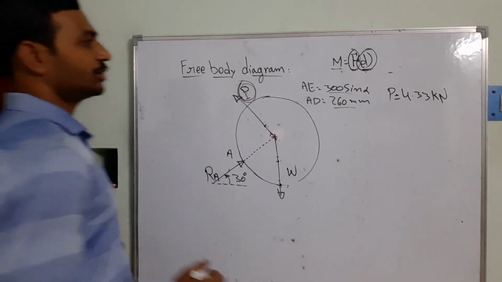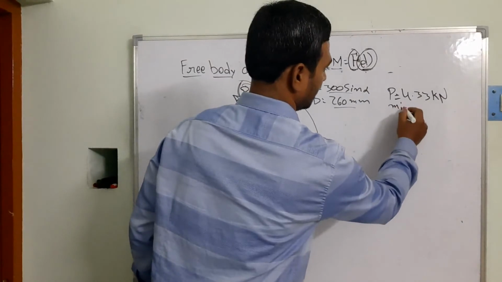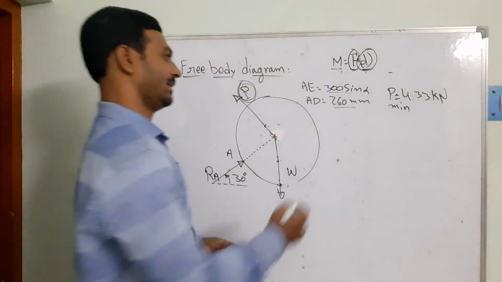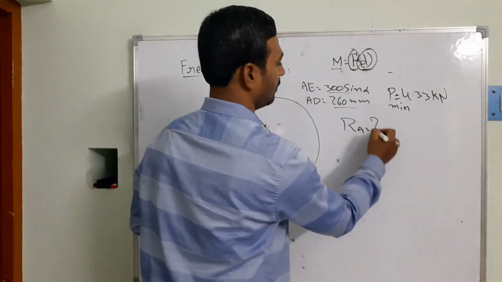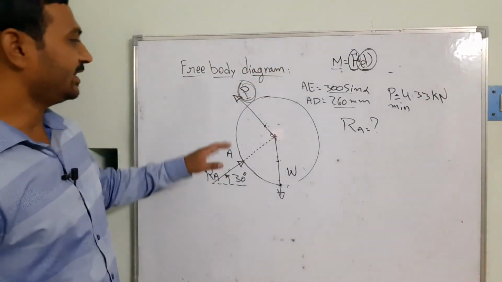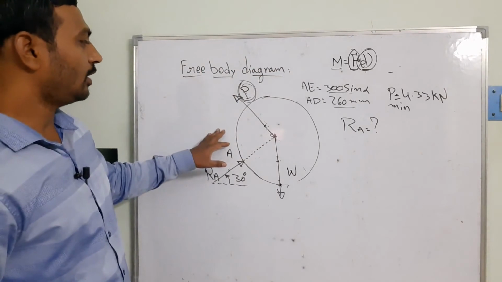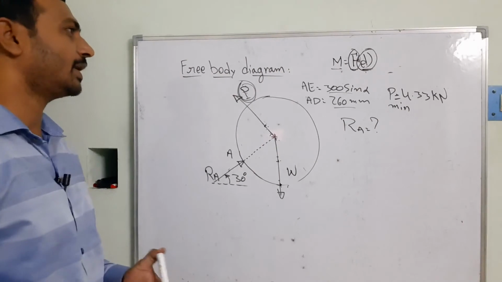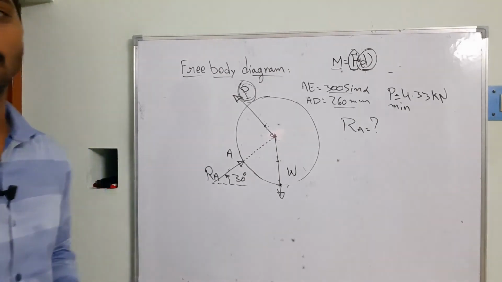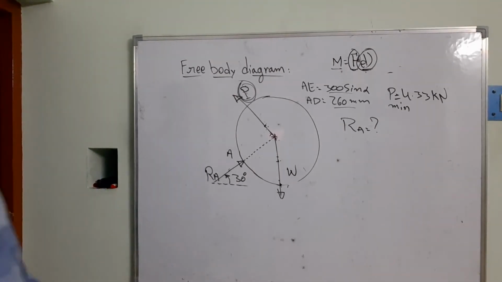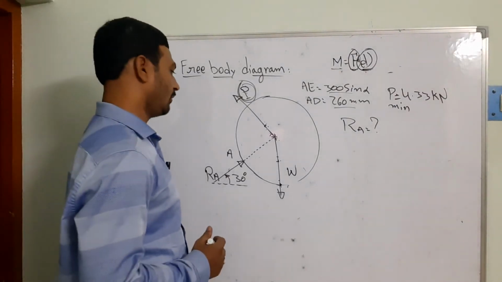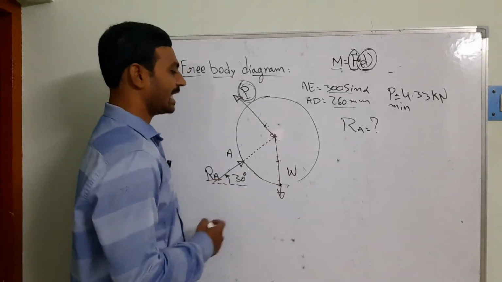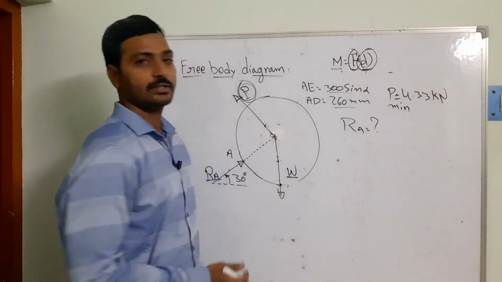After the calculation of force P, this is the minimum force, and then we need to find out RA. So RA is equal to how much? By seeing this, we resolve the forces into two components, one vertical and another horizontal. Once you resolve the horizontal as well as the vertical, we take two types of forces: one is the reaction force, and the second is the self weight of the member.